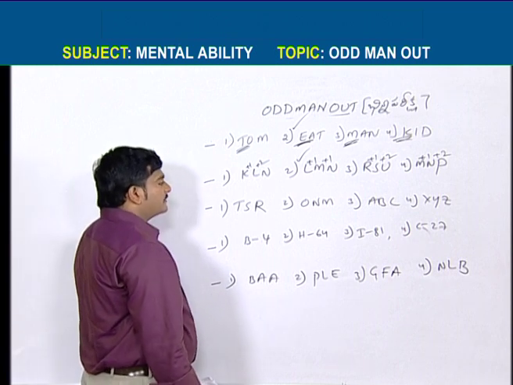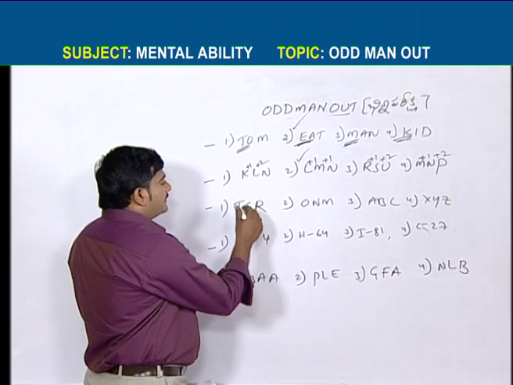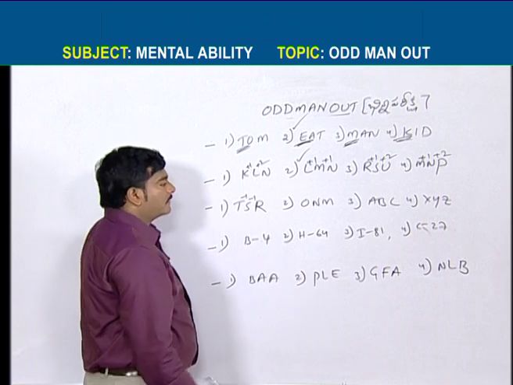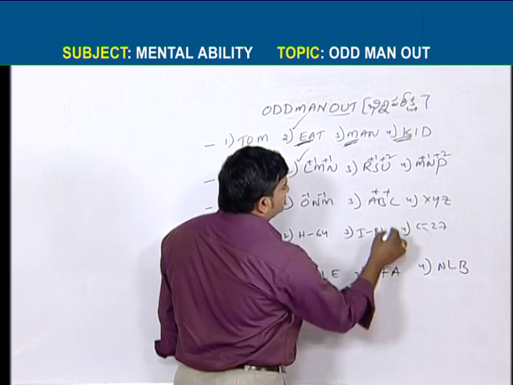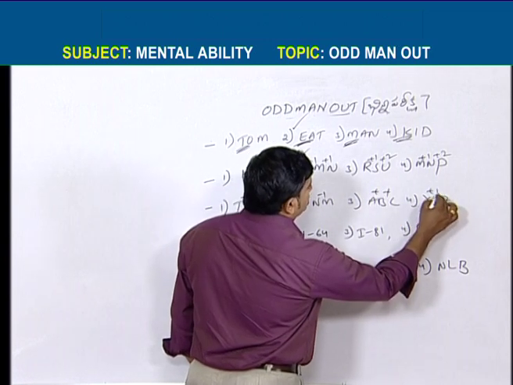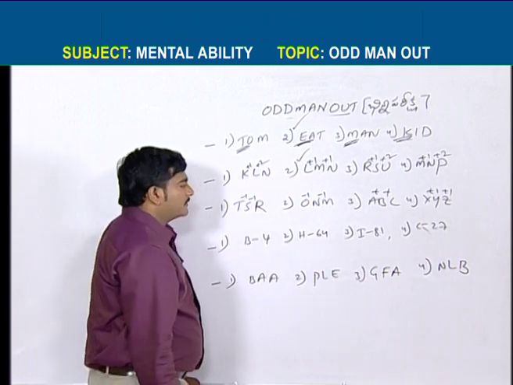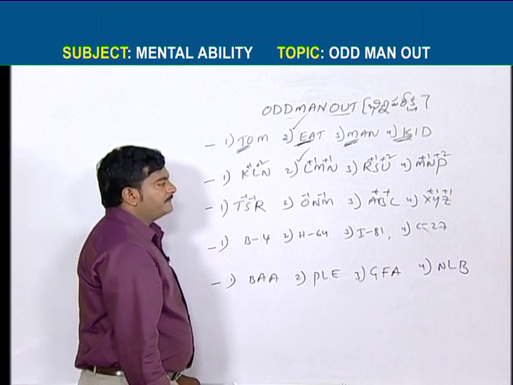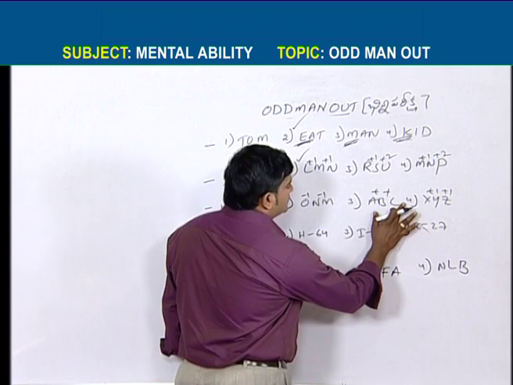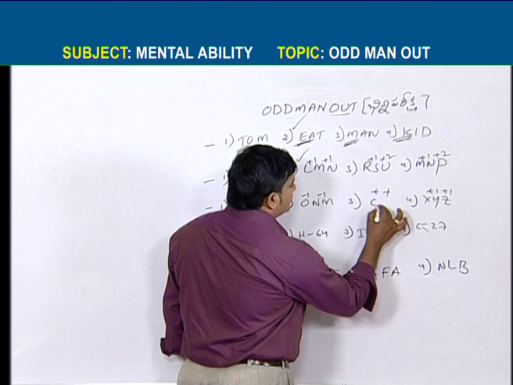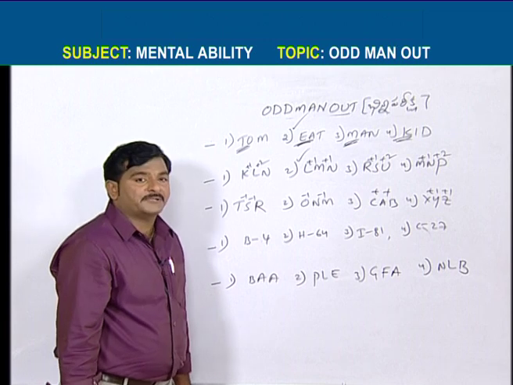See, this is also simple logic. The logic here: 20, 19, 18, minus 1, minus 1. Here minus 1, minus 1. Here plus 1, plus 1. So here plus 1, plus 1. Here plus 1, plus 1. So T S R, O N M, A B C, X Y Z. There is a change in this question, a question mistake only. It's not ABC, write down CAB.